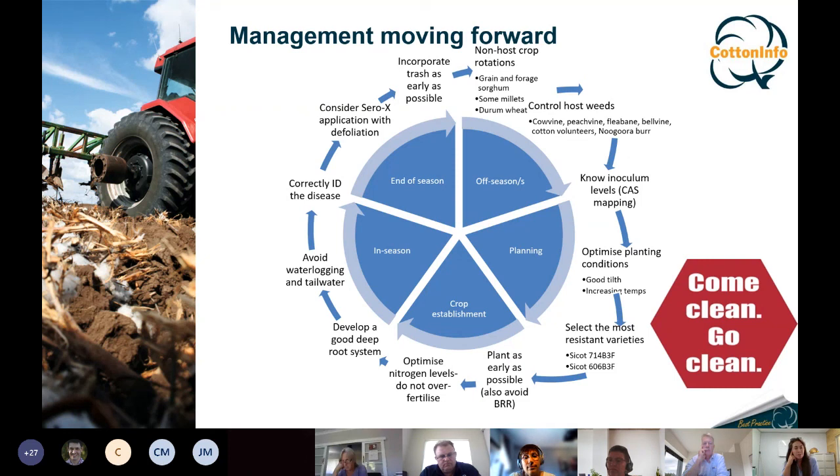Developing a good root system, so over 30 centimetres deep. So you want to be drawing moisture from further down, with a bit of deficit irrigation at the start of the season. Avoid waterlogging and tailwater, and along with that, try to irrigate your least infected fields first, and then use that tailwater on infected fields rather than putting tailwater off infected fields onto clean ones.